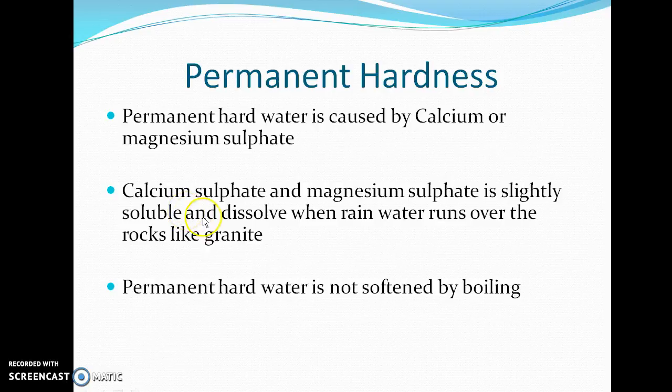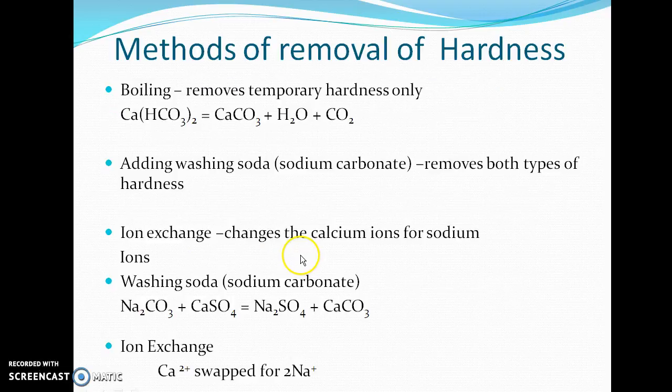Second is the permanent hardness. Permanent hardness in water is caused by the presence of calcium or magnesium in the form of sulfates and chlorides. The calcium sulfate and magnesium sulfate are slightly soluble and dissolve when rainwater runs over rock like granite. Now the permanent hardness is not softened by boiling.